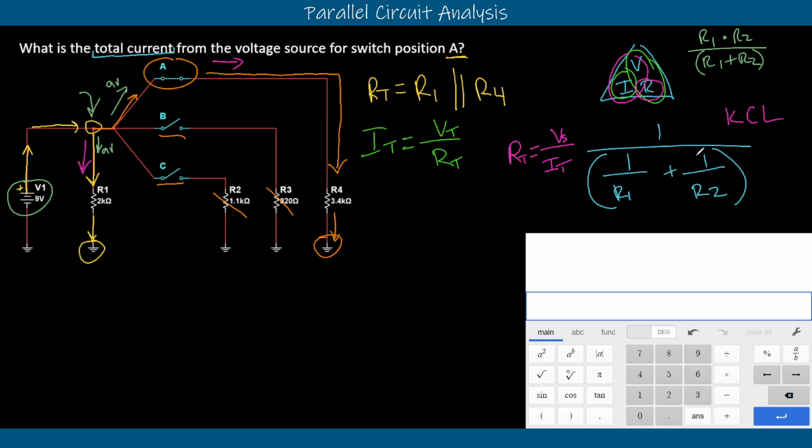So we're going to use this total resistance equation here to solve for our total current, because we know that voltage will remain the same, and we can just put a 9 volts up here for our total voltage of our IT equation. Let's do that.